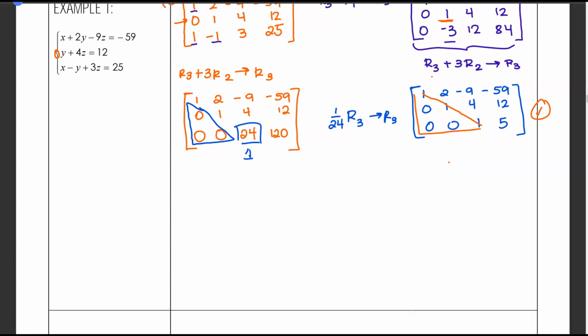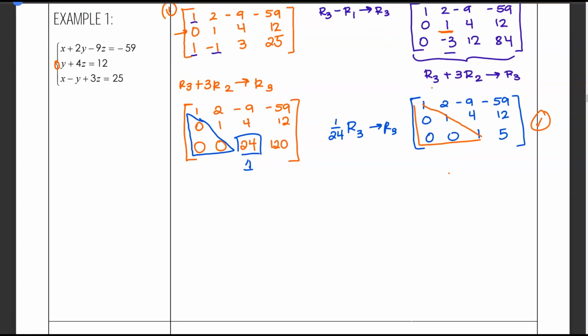So now that I have this in row echelon form, what does this mean? How does this translate back? The way that this translates back is that I'm going to rewrite this entire matrix back with variables. So this would be x plus 2y minus 9z equals negative 59. And then I would have y plus 4z equals 12. And lastly, z equals 5.